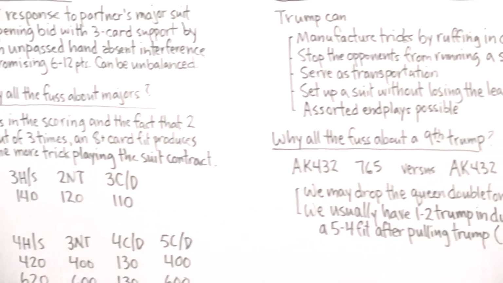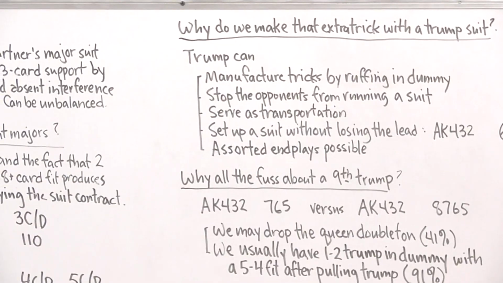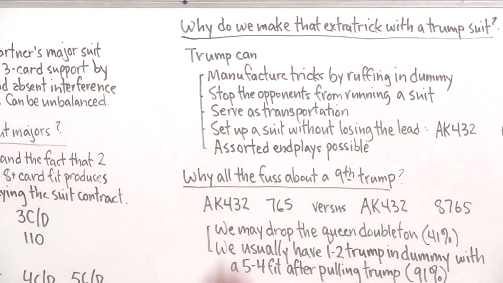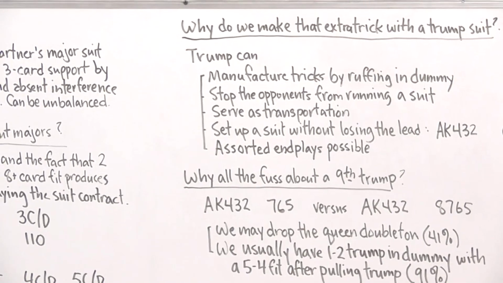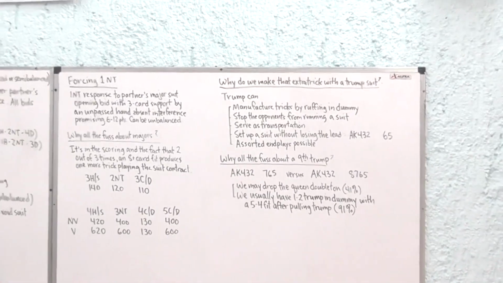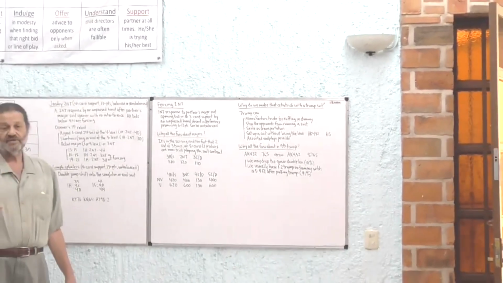So why would we make an extra trick in trump? Well, there are a few options that become available to us that aren't available in no trump. For one thing, we can manufacture tricks by roughing in dummy. And when I say roughing in dummy, what I mean is the short piece of our trump suit, which is usually dummy. If I open a spade and you raise the spades, I'll probably have more spades than you. So you'll be the dummy, and that'll be the shorter piece of our holding.